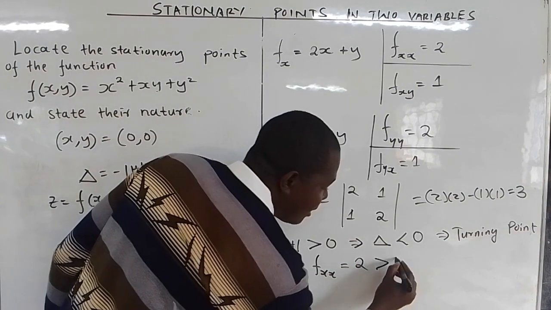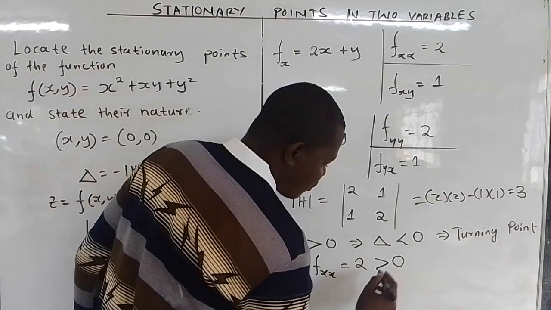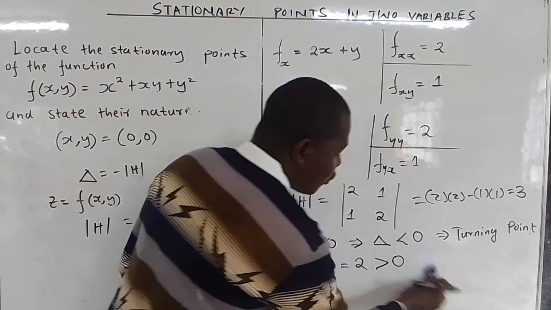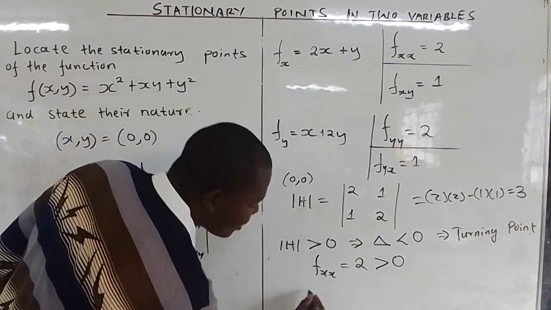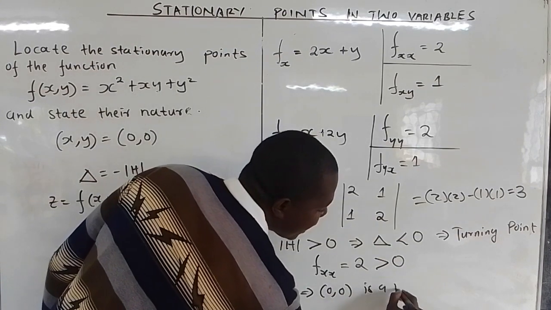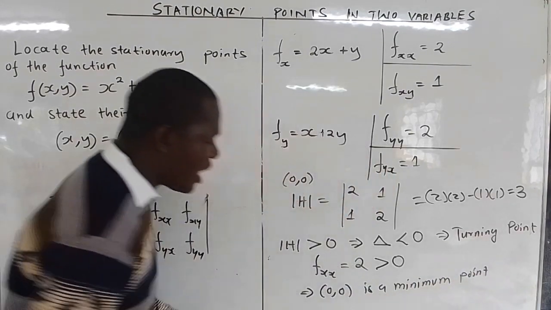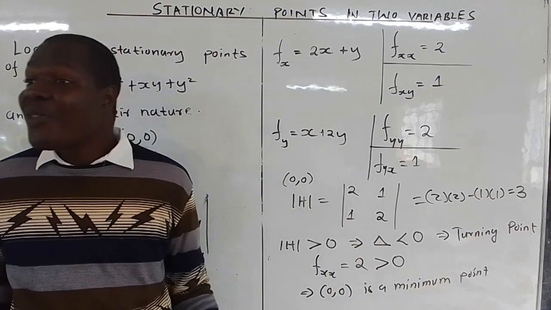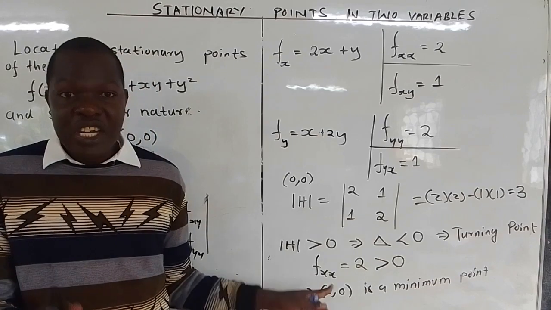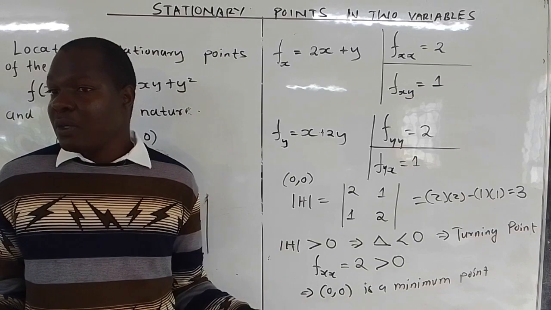So 2 is greater than 0. Are you seeing that? When the first principal minor is greater than 0, then it is a minimum. So we found the first principal minor is greater than 0, then it implies this point we are dealing with, point 0, 0, is a minimum point. Remember, when f of xx is less than 0, then it is a maximum point. It's always the opposite, isn't it? When f of xx is less than 0, it is a maximum point. But when f of xx is greater than 0, then it is a minimum point.